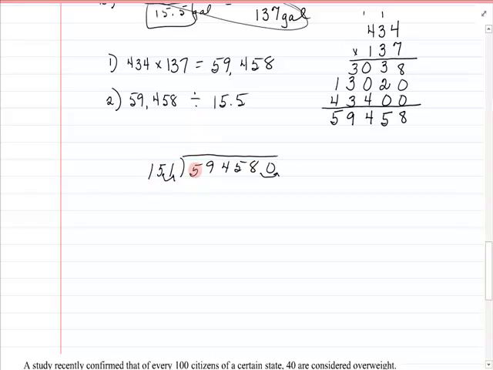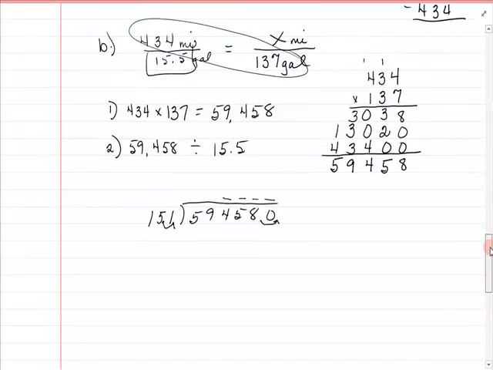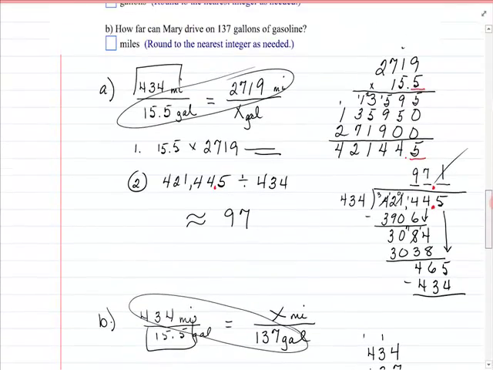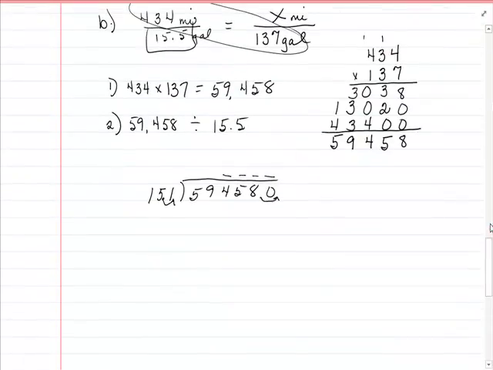151 does not go into 5, does not go into 59, but it does go into 594. So I will have, I believe, 4 digits in my answer. Let's see what those instructions said again. Way up here, round to the nearest integer. So I may need a decimal and 1 more 0. This is a long one. All right, 151 goes in here 3 times. 151 times 3. It's 3, 15, carry the 1, that's 4.